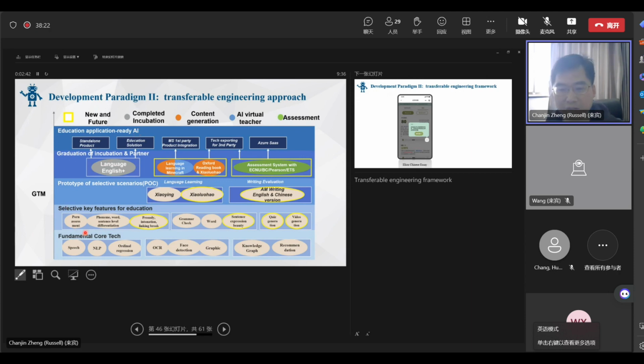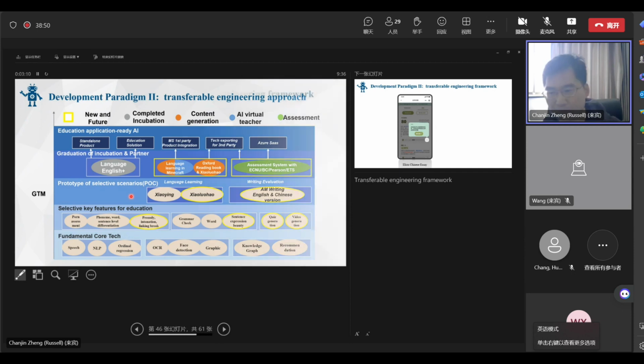You see here, we have different levels of elements involved in developing AI tools, like fundamental core tech. We have key tech for education. We have the prototype of a selected scenario, the POC. Then we have the applications. When we are doing this, we try to transfer everything between different projects.